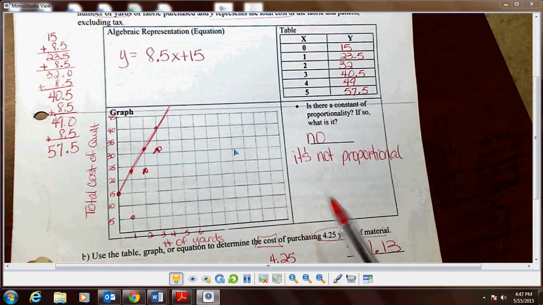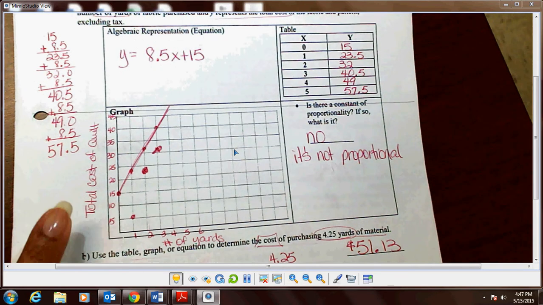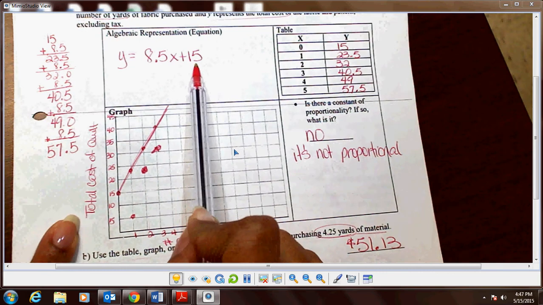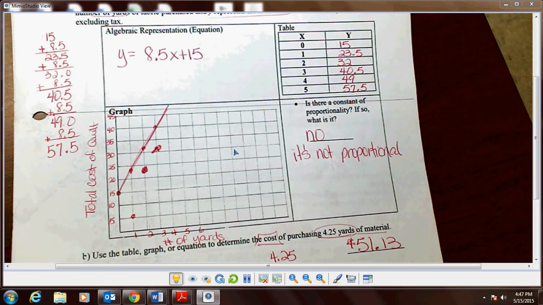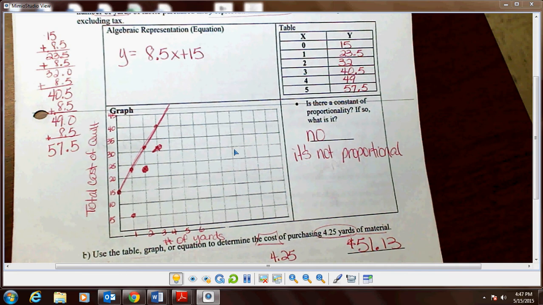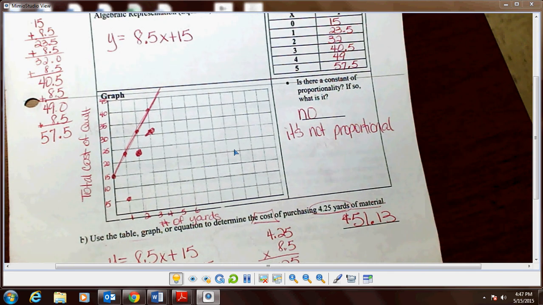Okay, then you're going to go to the graph. Sorry, ignore these little spots right here. Just pay attention to the graph. Since 15 is our y-intercept, your first point should be at (0, 15). Again, don't forget to label your axes and make sure that you're on the correct axis. It tells you that x is your number of yards and that y is your total cost of the fabric or the quilt. So therefore, do your graph accordingly. Since this is a non-proportional relationship, there is no constant of proportionality.